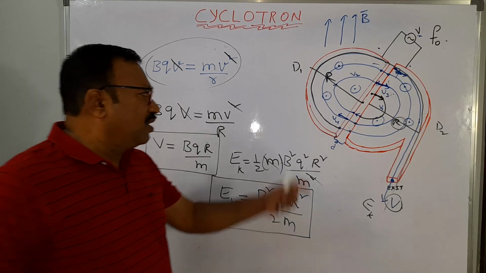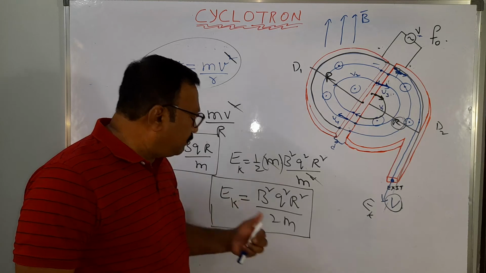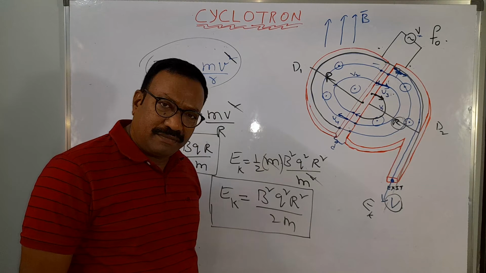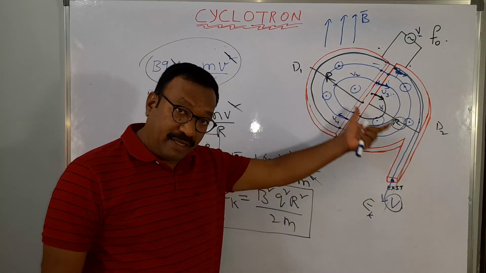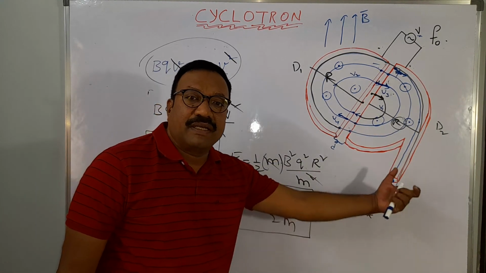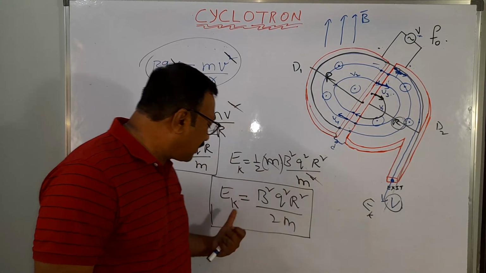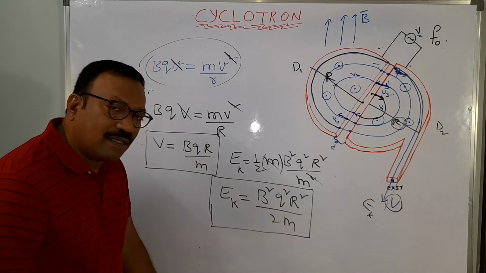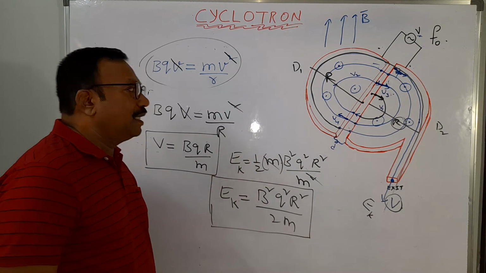What all do you have to substitute? How much magnetic field you have applied. Next, what is the mass of the particle that you have taken. What is the charge of the particle. And what is the radius of the D's, the radius of the cyclotron. If you substitute these here, you get the final kinetic energy of the particle. I told you, highly energetic particles are coming out. This is how highly energetic particles come out here, and these energetic particles will be used in other experiments.